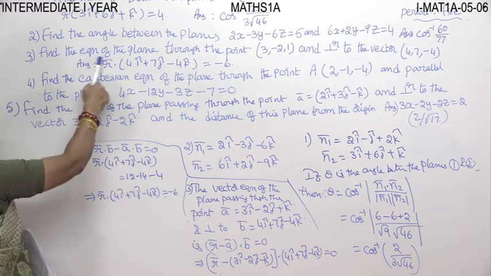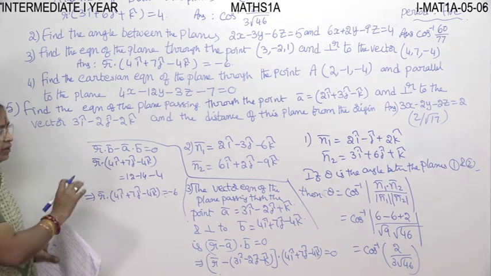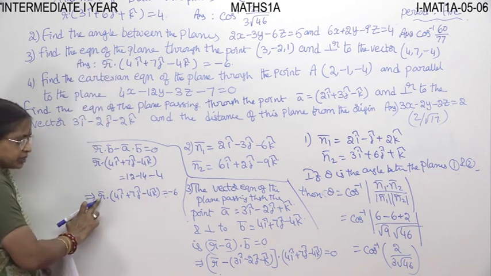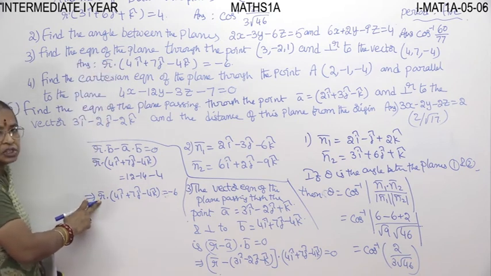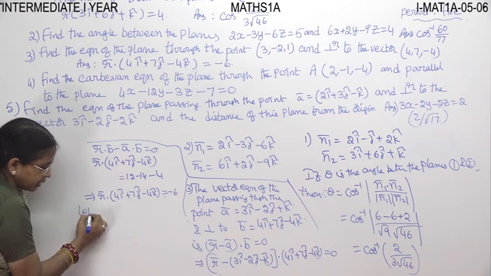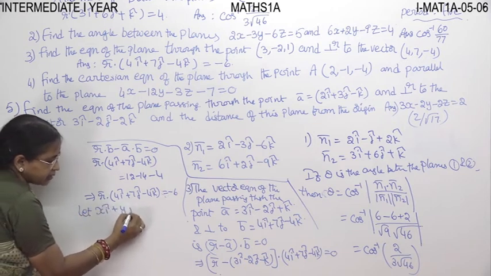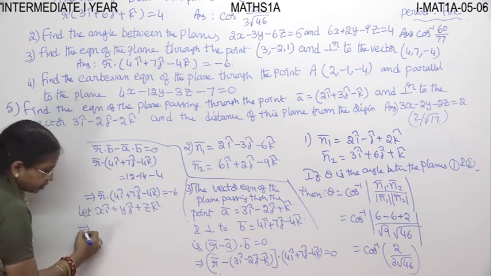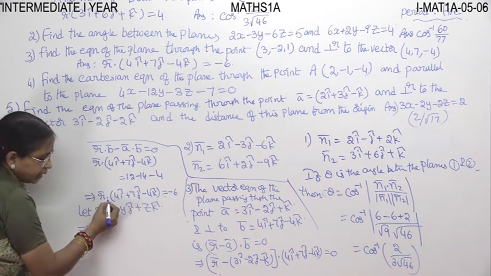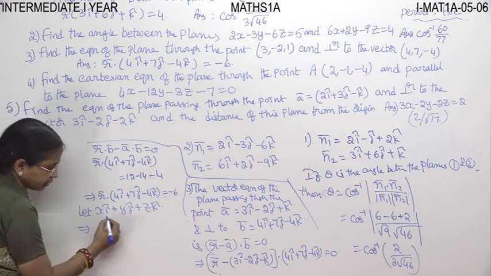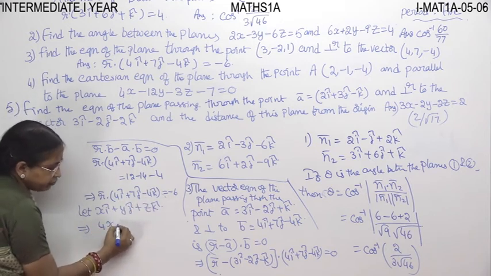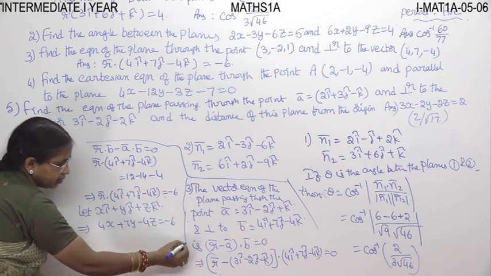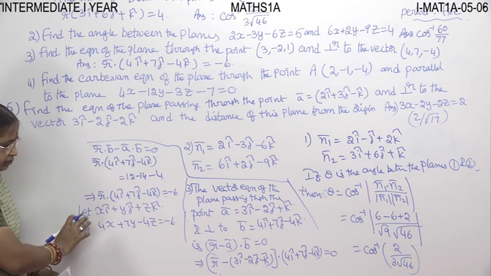But here he mentioned find the equation of the plane. When it is a vector equation, actually this should be the answer. When it is the equation of the plane, you must write r in the Cartesian form. You must write r as xi plus yj plus zk, and then you substitute here. So the equation becomes (xi plus yj plus zk) dot (4i plus 7j minus 4k). When you simplify, it will be 4x plus 7y minus 4z is equal to minus 6. So this is the Cartesian form of the equation.